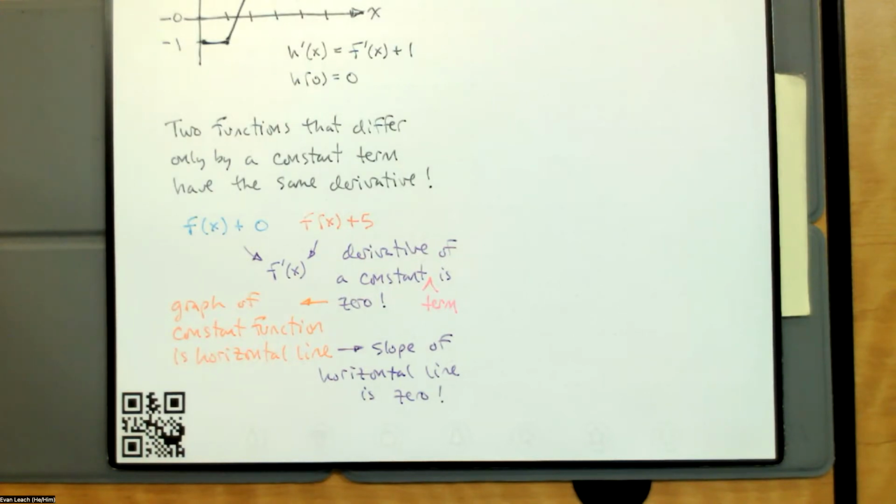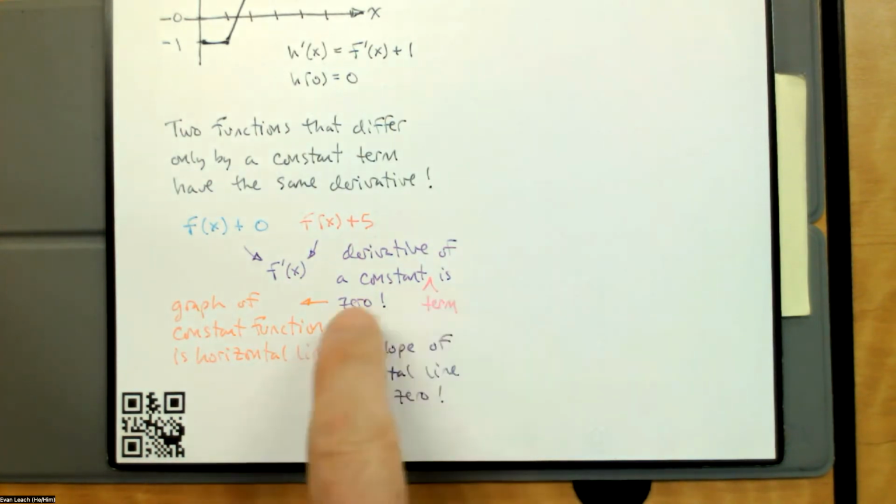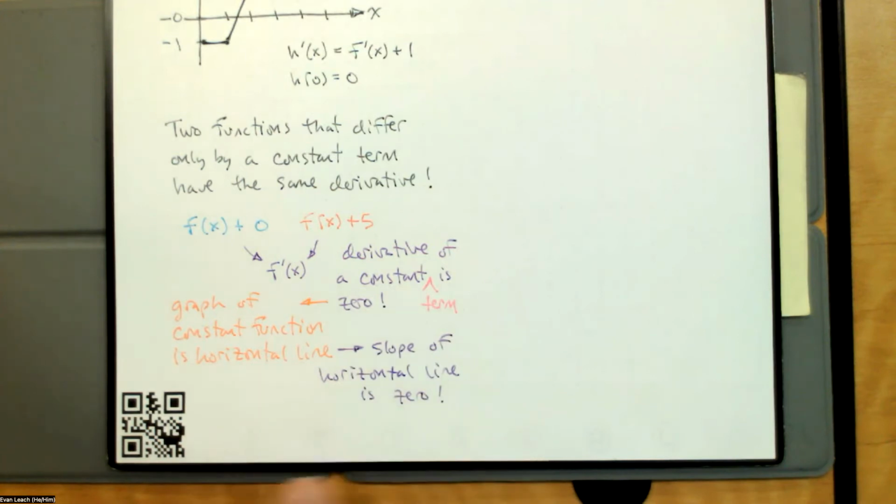Next, the idea is as many ways as possible. Don't know one way to do things, know many ways to do things. Hold up the two signs. Derivative of a constant term is 0. Slope of a horizontal line is 0. I need you to tell me the differences between these two statements. They're the same statement.